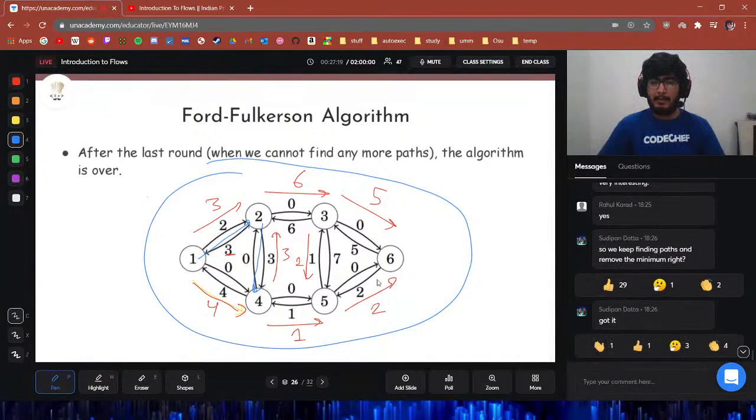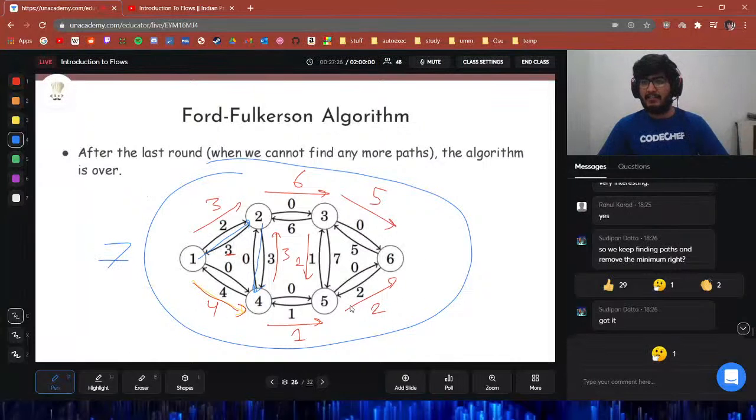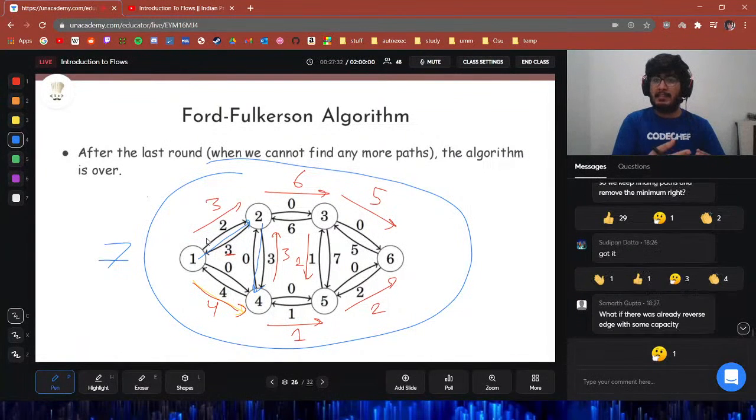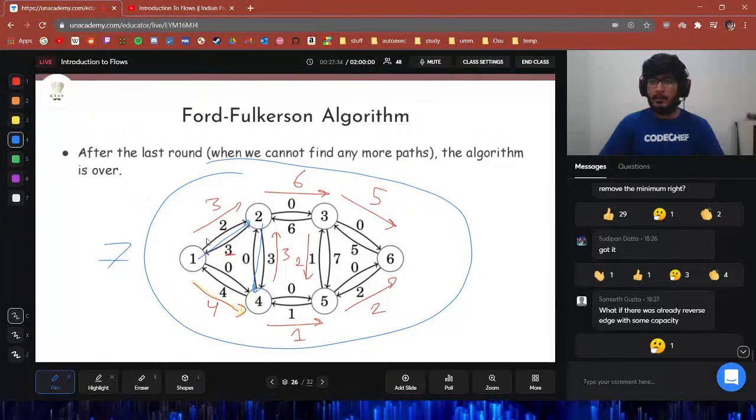So this is what is happening here, and finally we have a flow of how much? 7, because 3 plus 4 is 7, right? You can easily find out what is the maximum flow once you have the structure, and you can also easily find out which pipe has which amount of flow going from where to where.